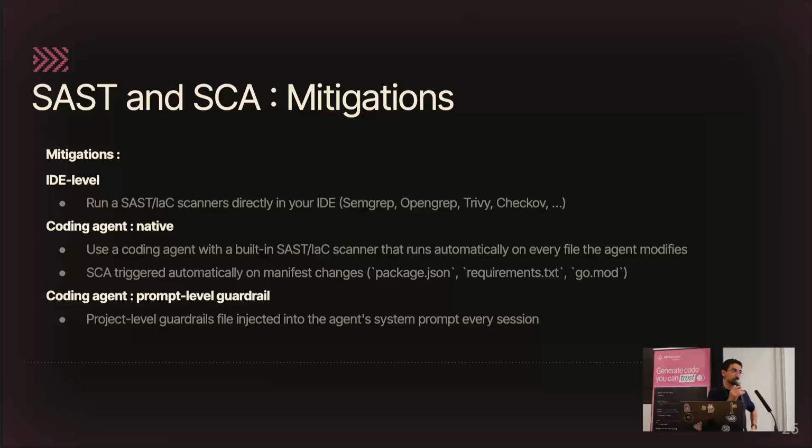Also, use a coding agent that has SCA triggered automatically whenever there is a manifest change. By manifest change, I mean files like package.json, requirements.txt, go.mod. I mean the files that manage the versions of the libraries you are using in your projects.